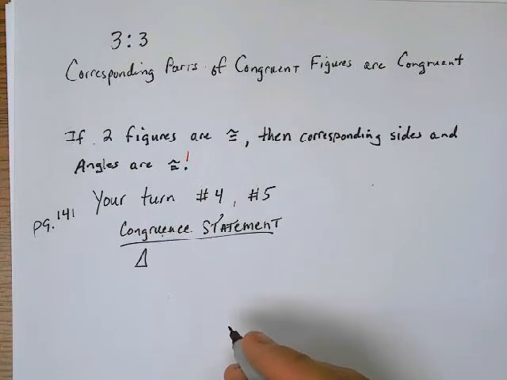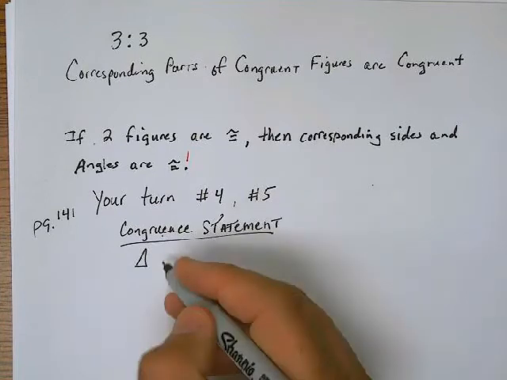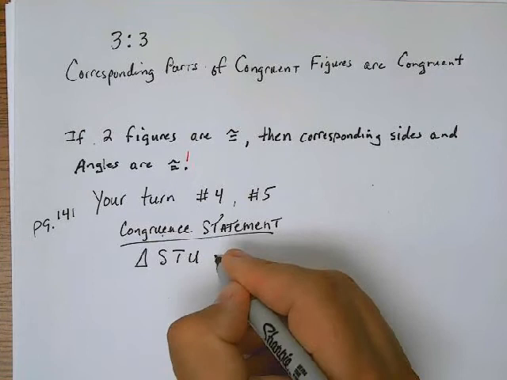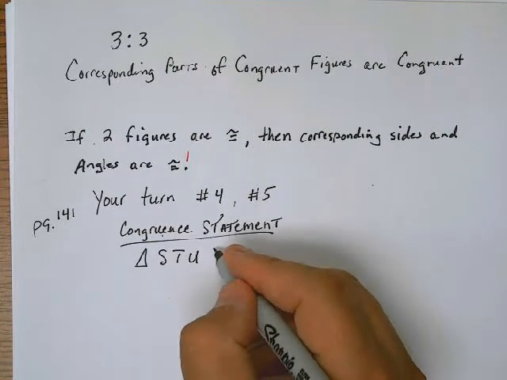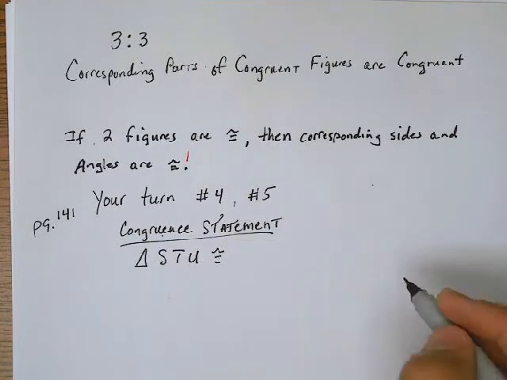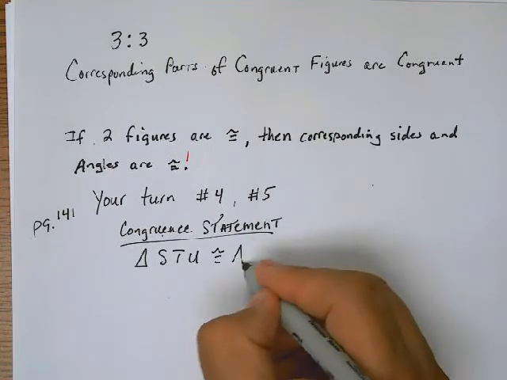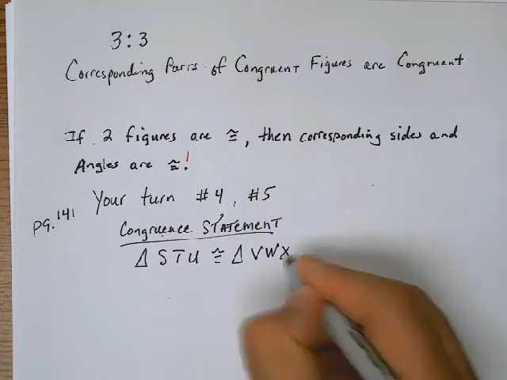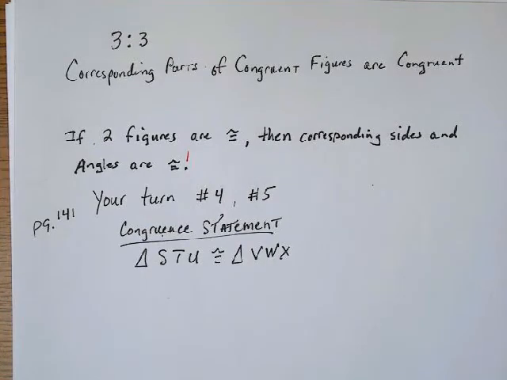Page 141, are you on that page? Okay. Triangle. That means congruent, that's right. Congruent symbol. Okay, here's what we're talking about. How many parts are in a triangle? 6. There's 3 sides and 3 angles. And so S matches to V, T matches to W, U matches to X.